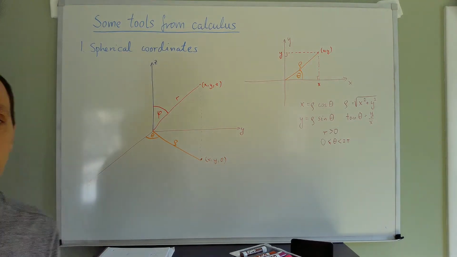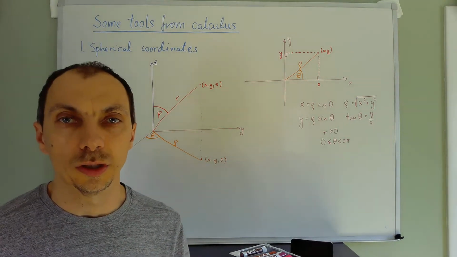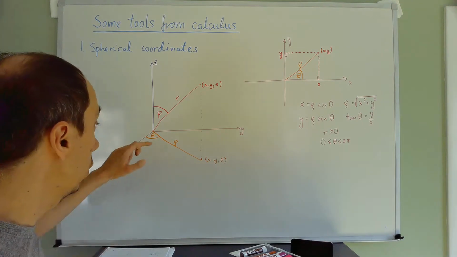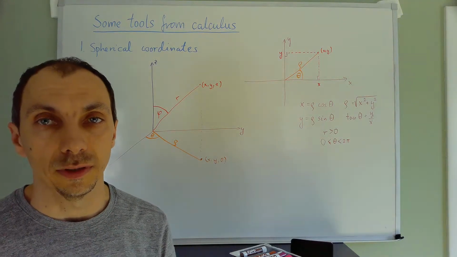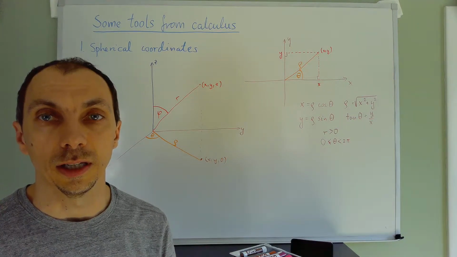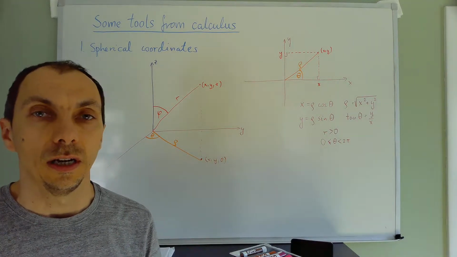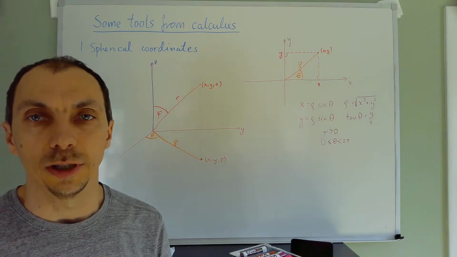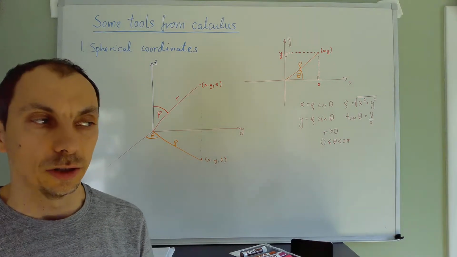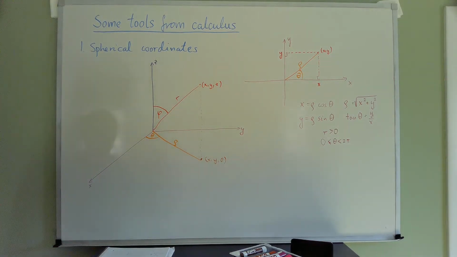Now you might want to note that in some books the angles phi and theta are switched. This one is called phi, this one's called theta. But people use different notation for different things. Sometimes these angles are called u and v, like in the book, for example. So you shouldn't just be attached to the particular notation, but rather to the definitions.